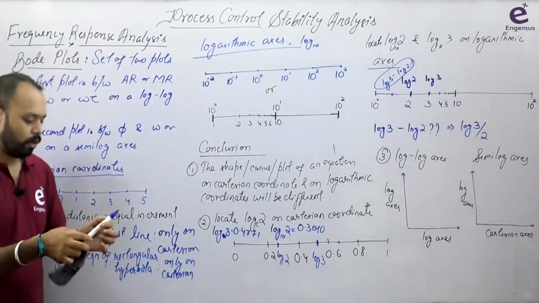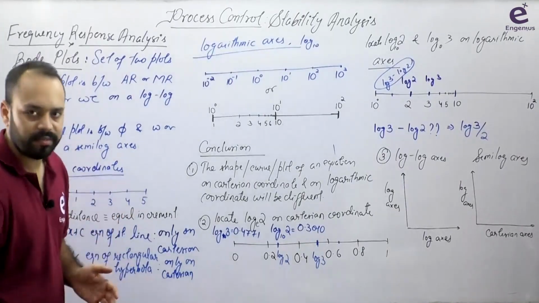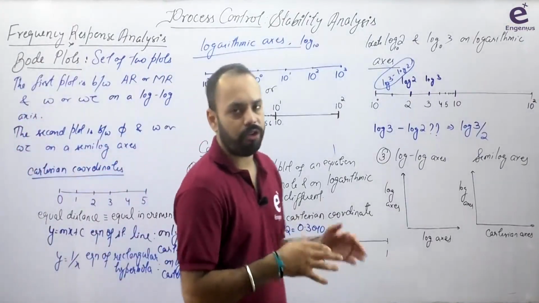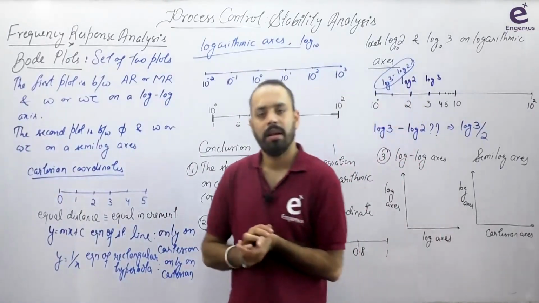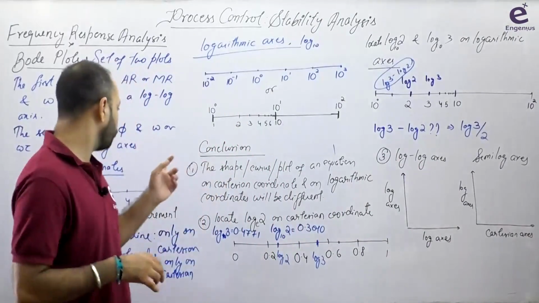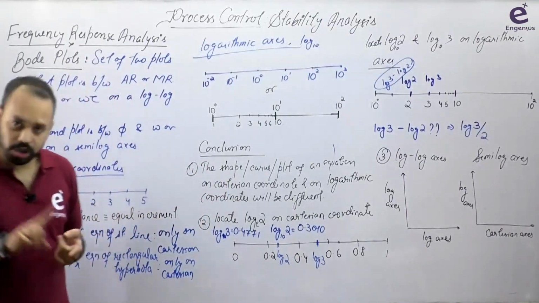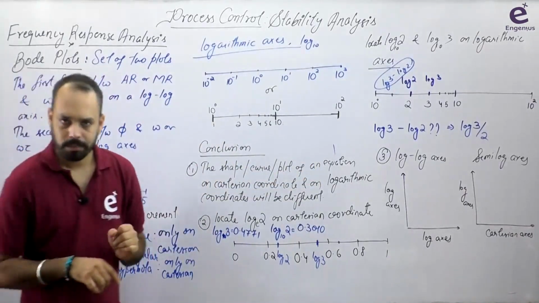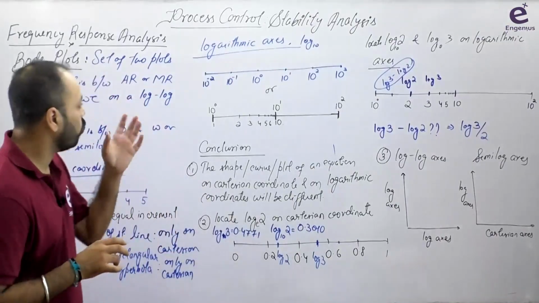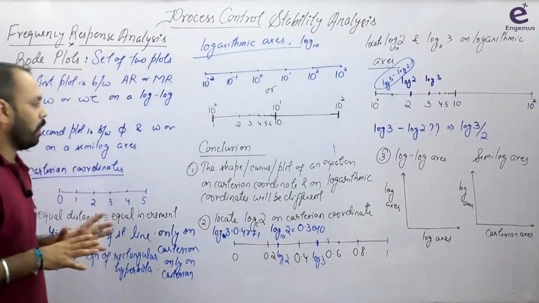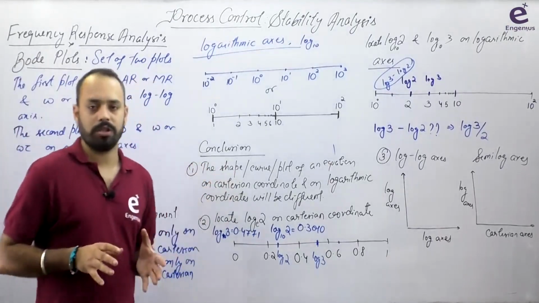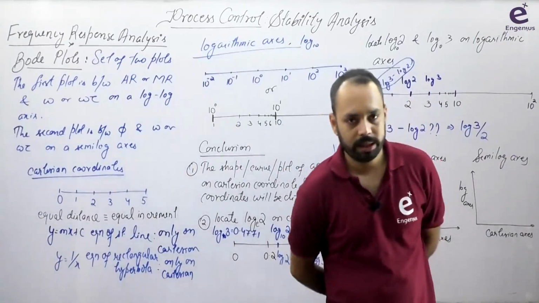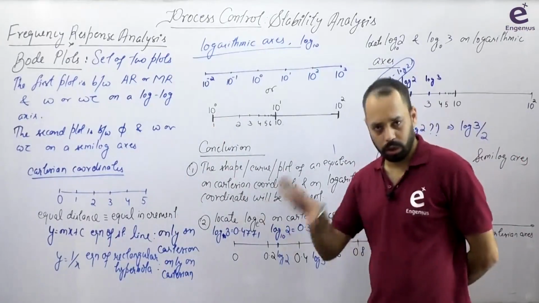Now the question arises: if I plot an equation on a semi-log axis and on a log axis, what can you comment about the nature? Of course, the nature will be different because the axis has changed. Y equals e raised to the power x has this kind of nature on Cartesian coordinates. But if you plot it on a semi-log axis, it will be a straight line. This is important. These are the conclusions for logarithmic graphs: if you plot the same equation on logarithmic graphs and on Cartesian graphs, you are going to get different shapes.